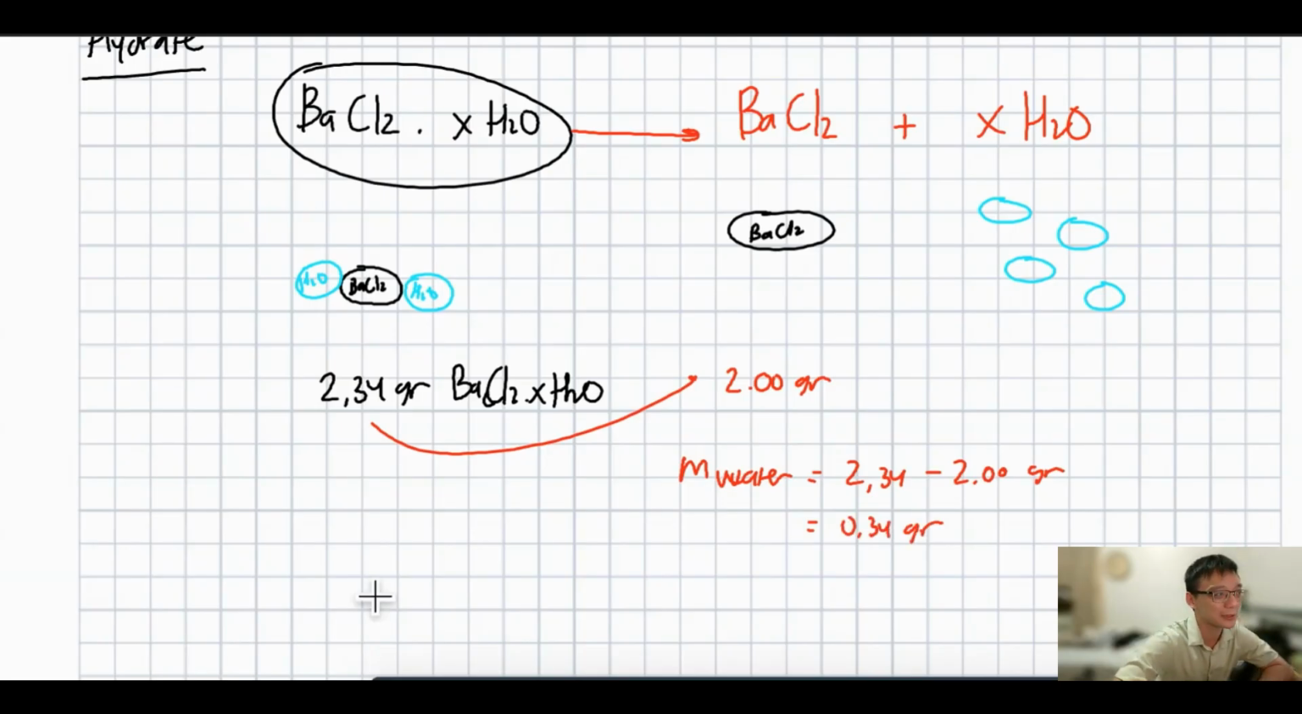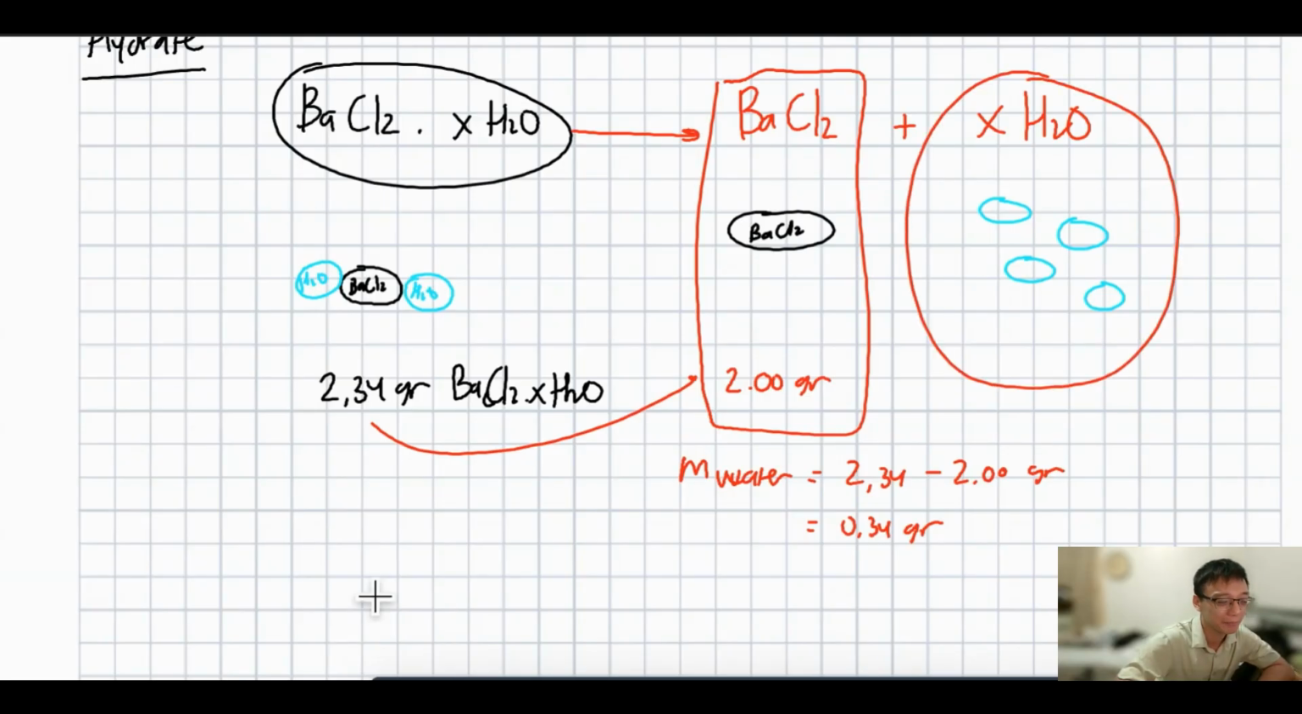Because initially the mass is the combined mass of the salt and the mass of water. But after it gets dry, 2 grams only represents this part. So the remaining part should be this, because in a chemical reaction, we have the law of conservation of mass. So the mass on the left side should be equal to the mass on the right side. Because on the left side it's 2.34 gram, the mass on the right side should also be 2.34 gram. And 2 gram is already here, so this one is 0.34 gram.